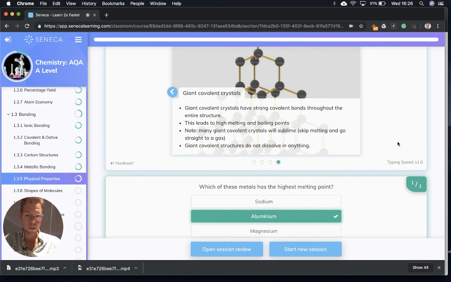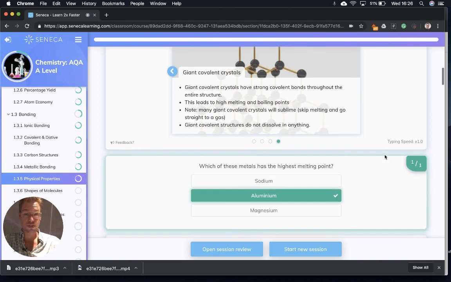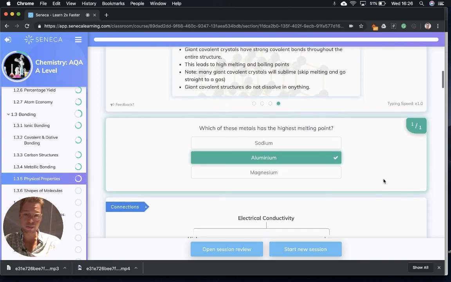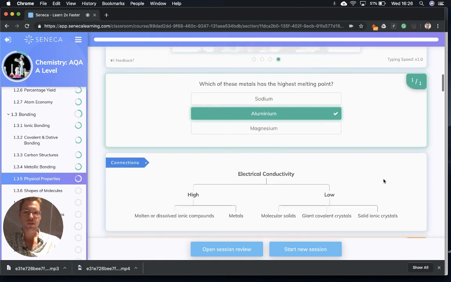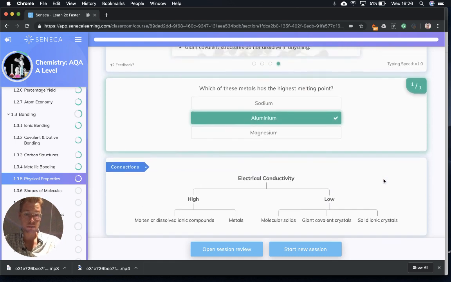And the final thing to know about giant covalent structures is they do not dissolve in anything. Absolutely nothing. Could you imagine trying to dissolve a diamond? Honey, life would not be worth living. So, which of these is going to have the highest melting point?